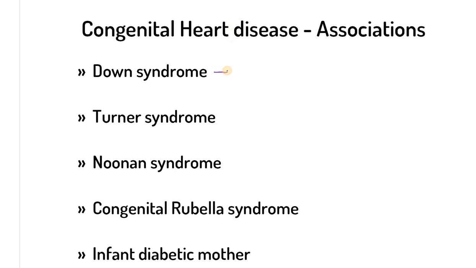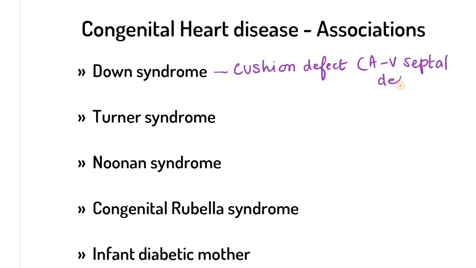First question is about Down syndrome. What is the commonest association? It is called a cushion defect, or what we call an endocardial cushion defect. So what is this cushion defect? Cushion defect means a combination of atrial and ventricular septal defect. So I am just writing it as AV septal defect. AV septal defect is atrioventricular septal defect.